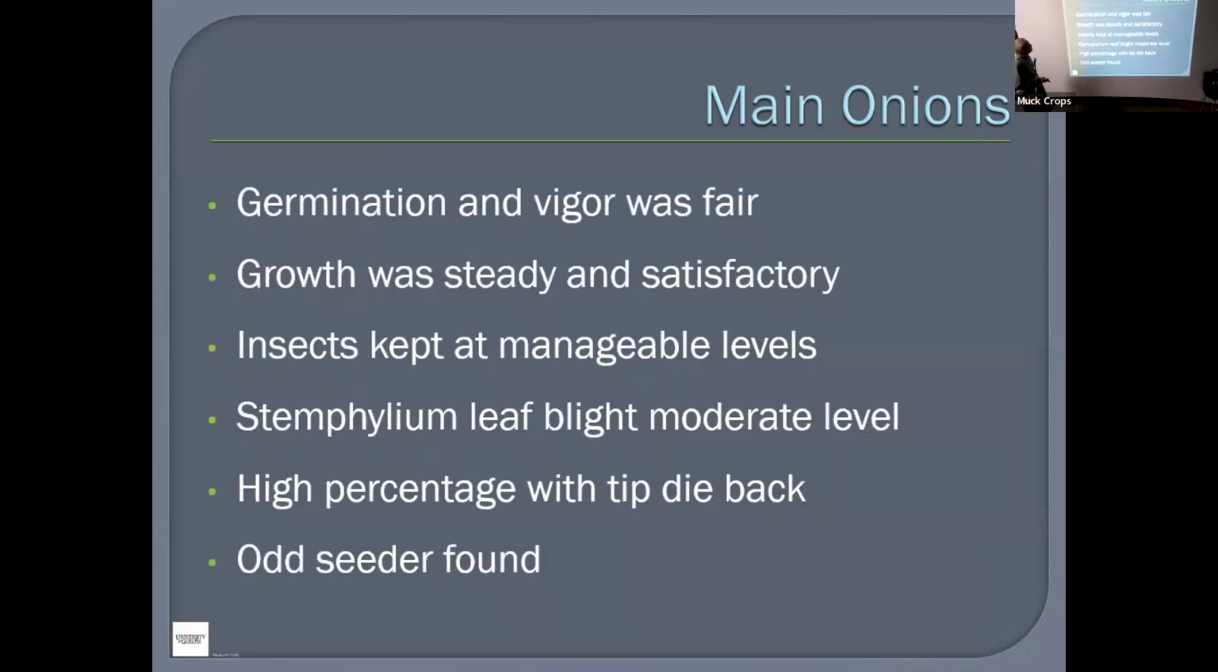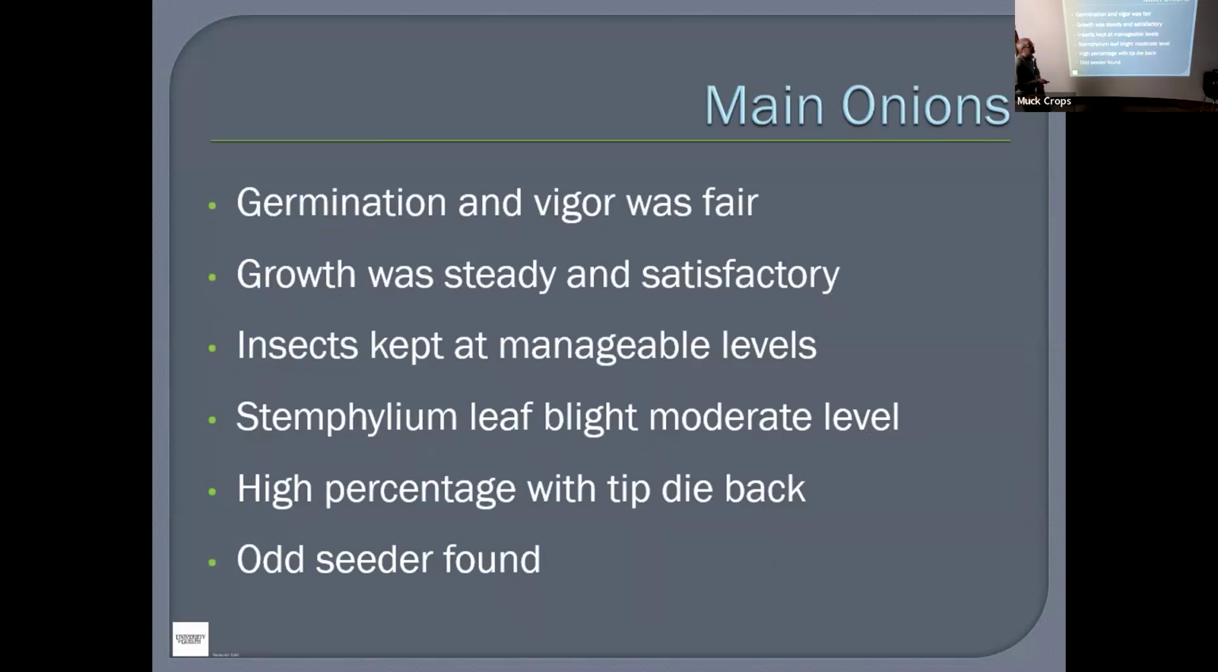As far as some highlights of the trial go, germination and vigor were fair. Growth was steady and satisfactory through the summer, even though we were into some of the dry spells. It carried along quite nicely. Insects were kept at very manageable levels. Never had anything crazy as far as thrip population or anything like that.